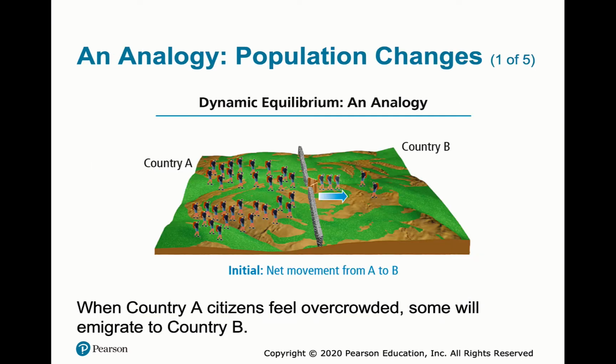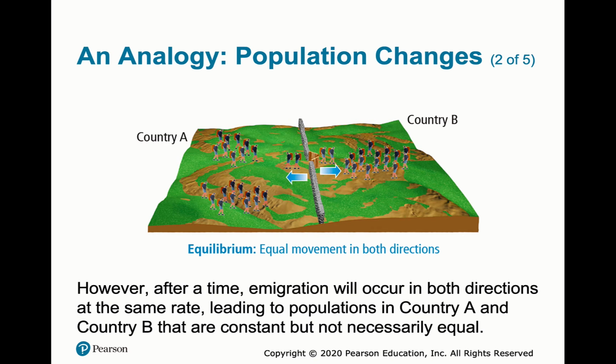Here's an analogy. Imagine you have country A and country B, with lots of people in country A and a few people in country B. What's going to happen? More people are going to move to country B. But eventually you reach an equilibrium, where the number of people leaving A is the same as the number of people moving from B to A. That doesn't mean that people aren't leaving and coming in.